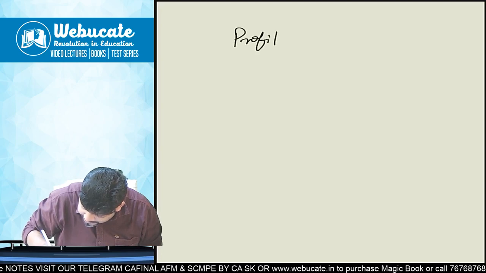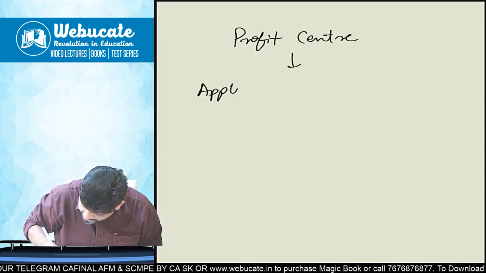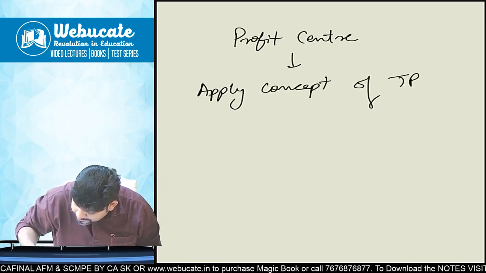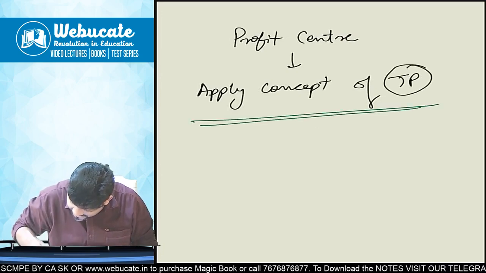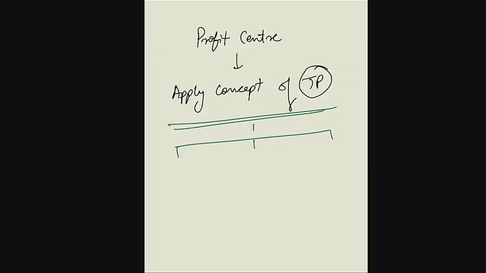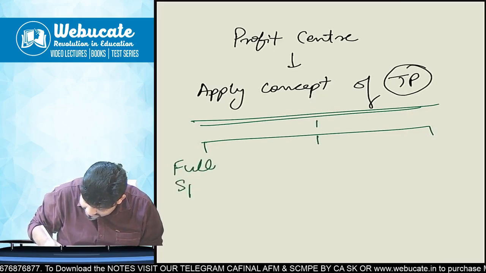There are, as I told you, three cases which we are going to tackle. Whenever there is going to be a profit center, we will apply the concept of TP. TP is transfer pricing. And in such scenarios, there will be only three cases. No other case is possible at all. First case is called full spare capacity.